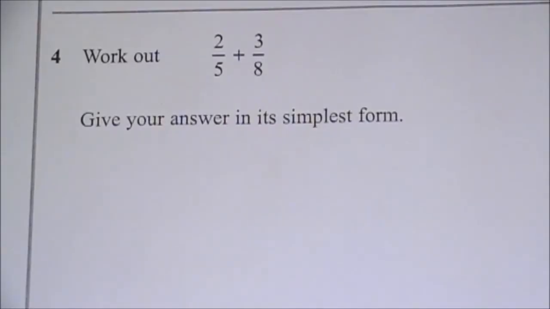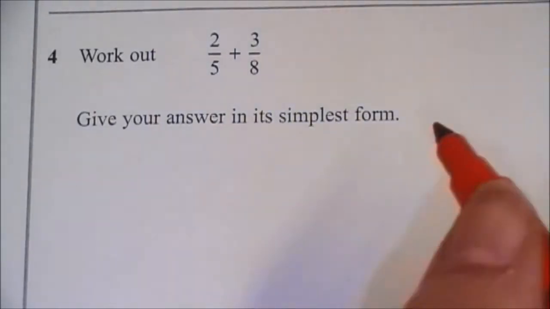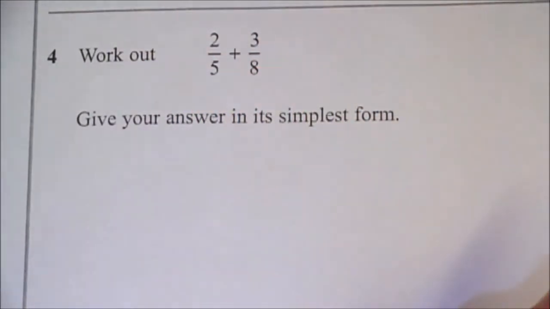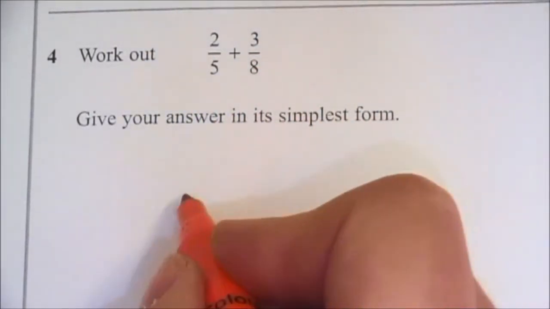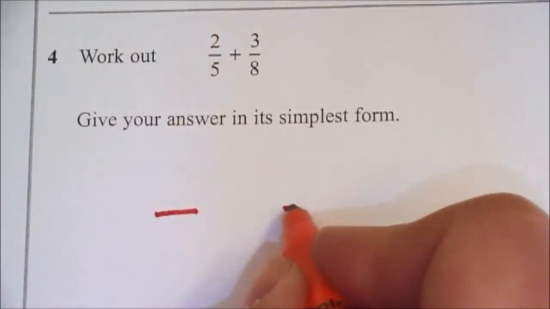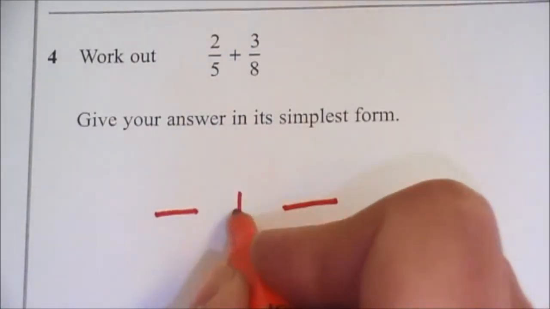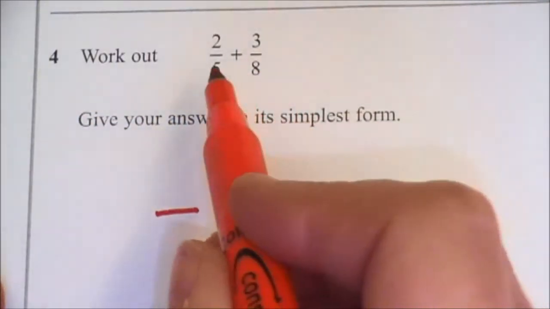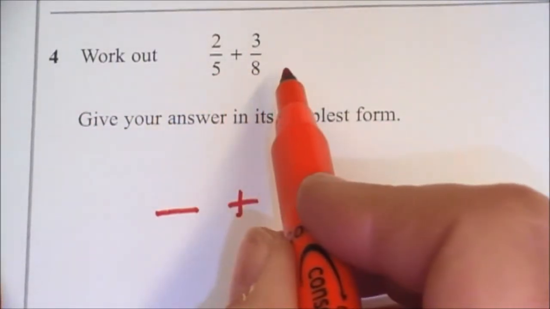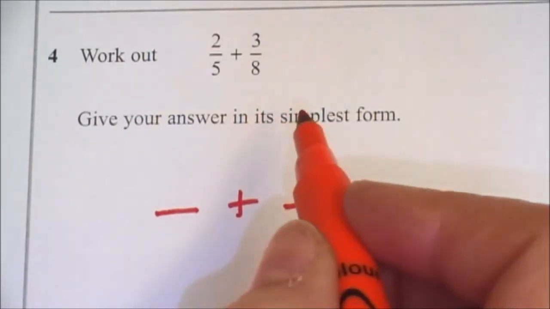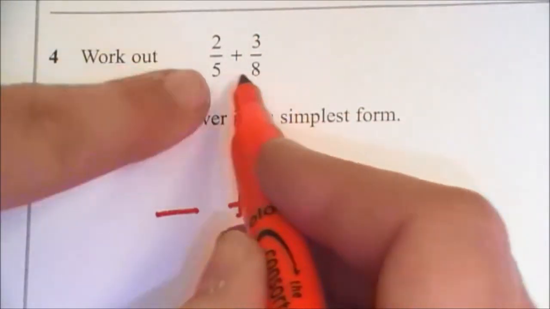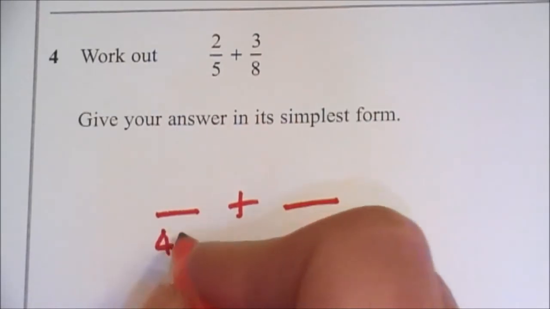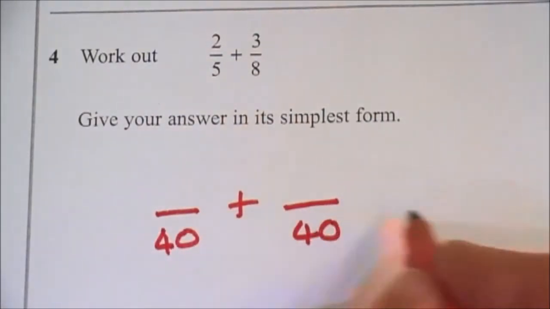Question 4 is adding fractions with different denominators. 2/5 plus 3/8. In order to add any fractions with different denominators, we need to first of all make the denominator the same. So I need to write them both out to the same number, because at the moment that's out of 5 and that's out of 8. So I need to pick a number that 5 and 8 both go into, and if in doubt, if you can't work it out, then always times them together. So I'm going to do the lowest number that 5 and 8 go into. I'm going to say 40.